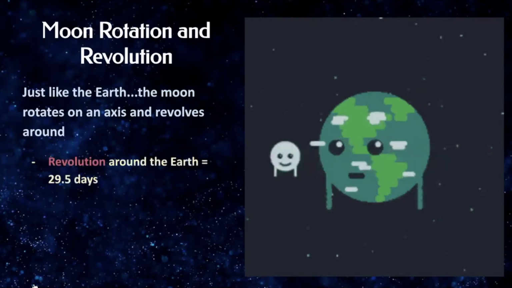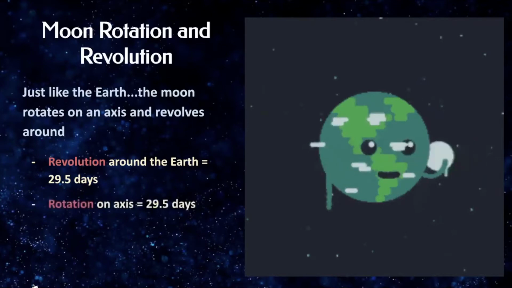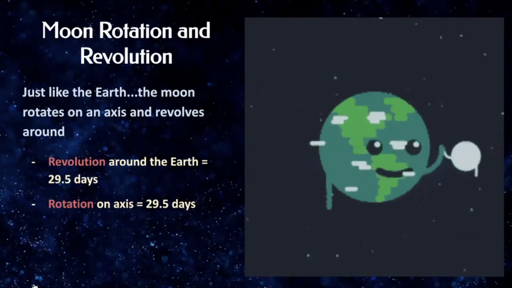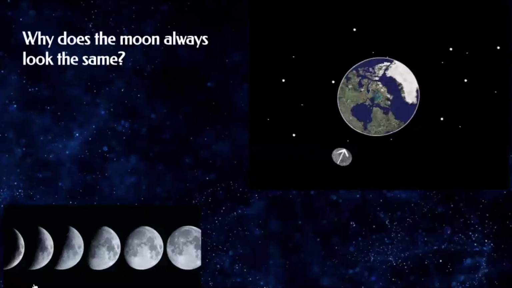One revolution of the moon around the Earth takes about 29.5 days. One rotation on its axis also takes about 29.5 days, which is pretty unique. Now remember, for Earth, one revolution is 365.25 days, and one rotation is 24 hours. So this is very different than what we experience here on Earth, and that's okay.